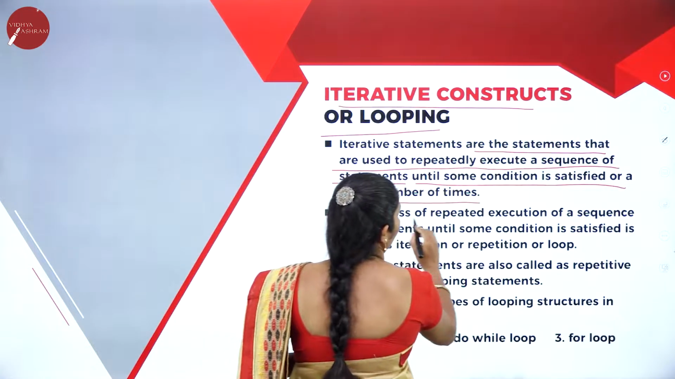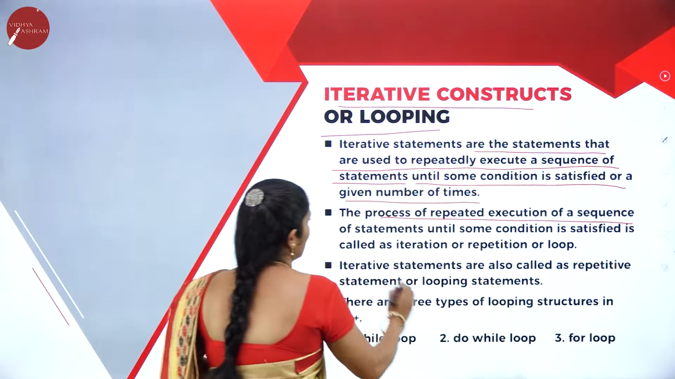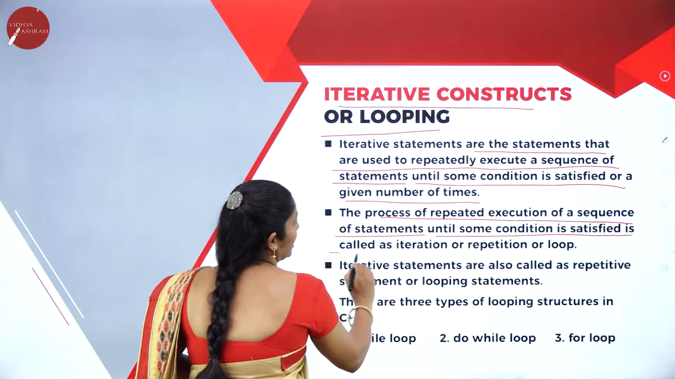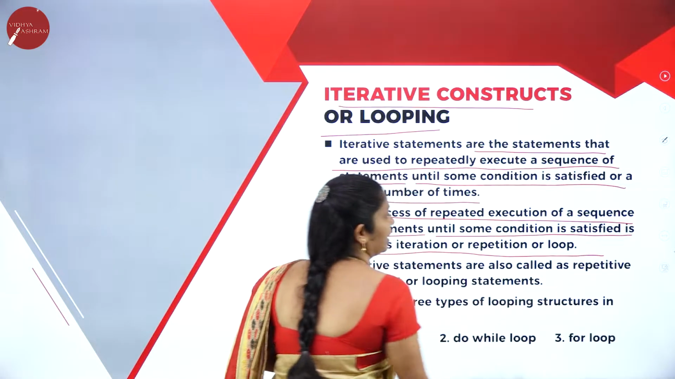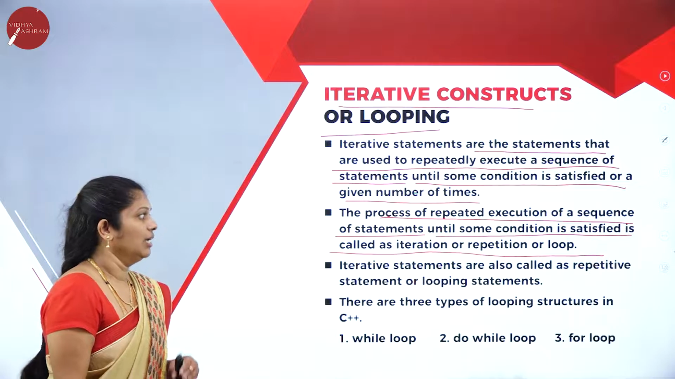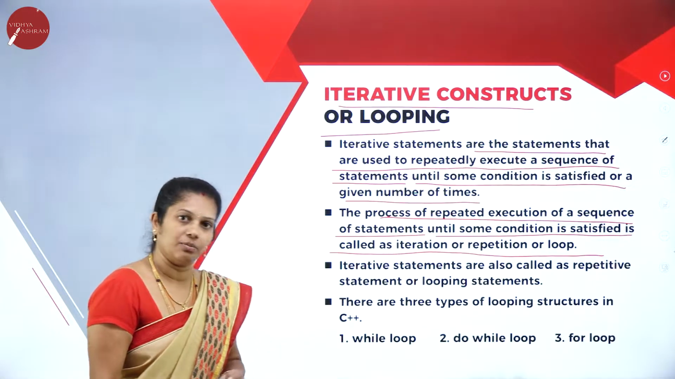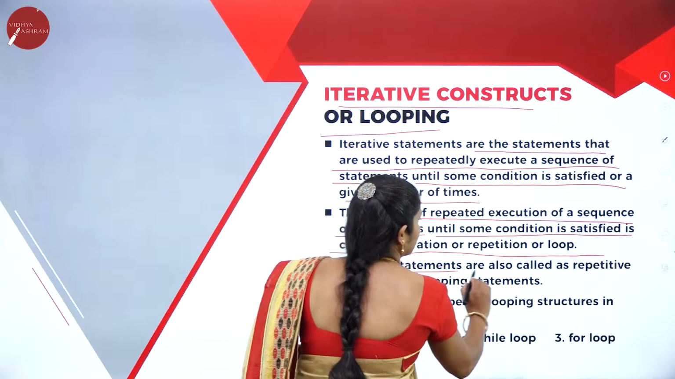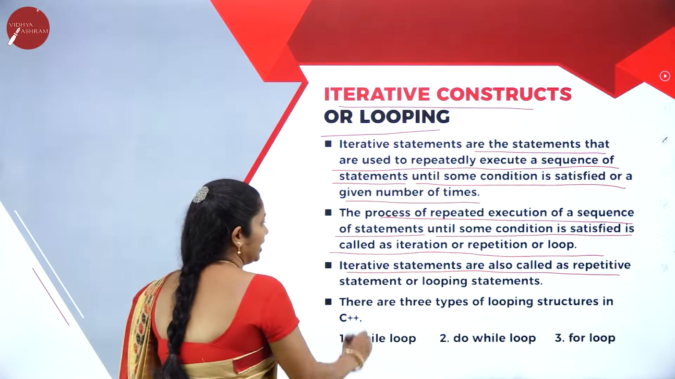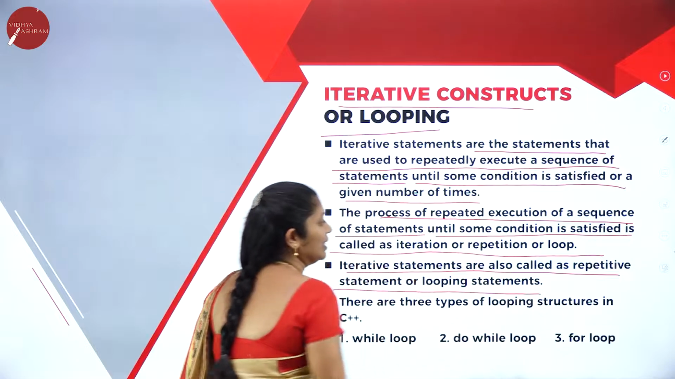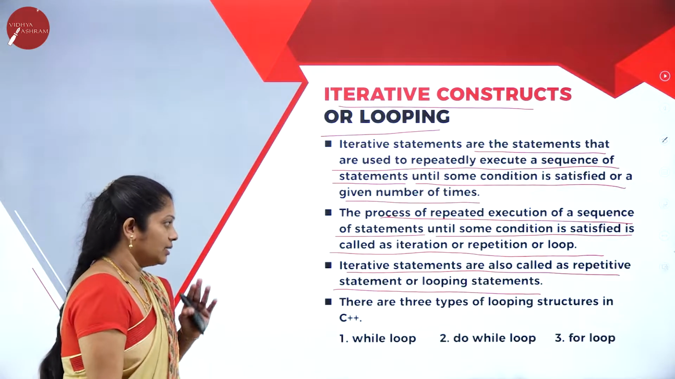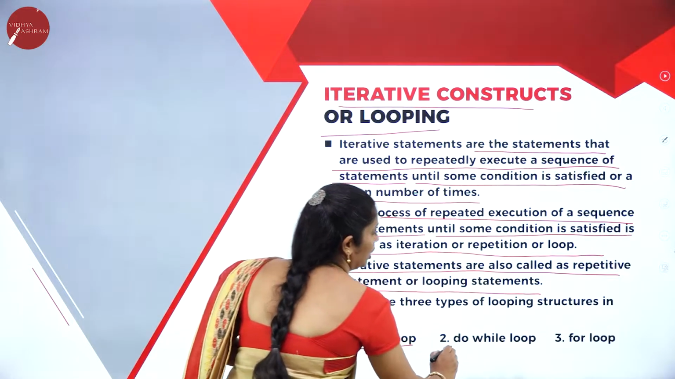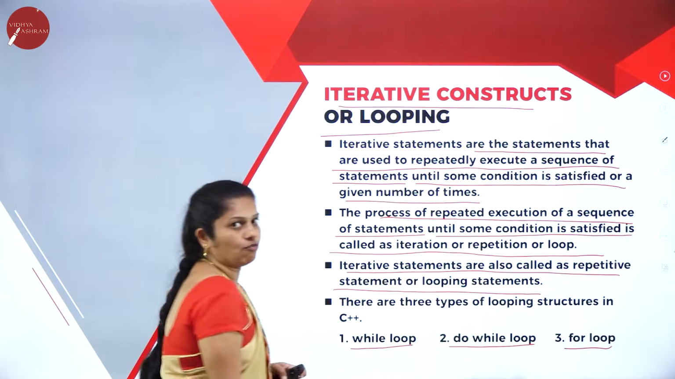The process of repeating execution of a sequence of statements until some condition is satisfied is called iteration or repetition or looping. We can say iteration method or repetition method, or we can say it is looping also. Iterative statements are also called repetitive statements or looping statements. There are three types of iterative statement: one is while loop, do while loop, and one more is for loop.